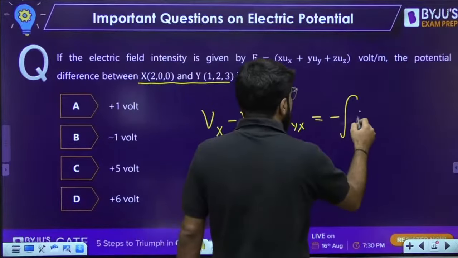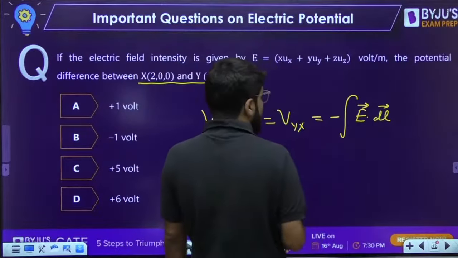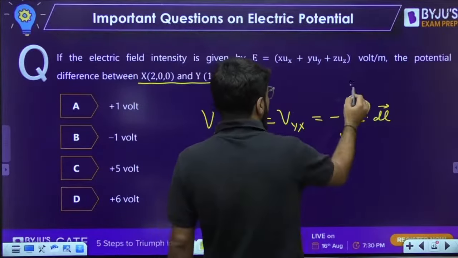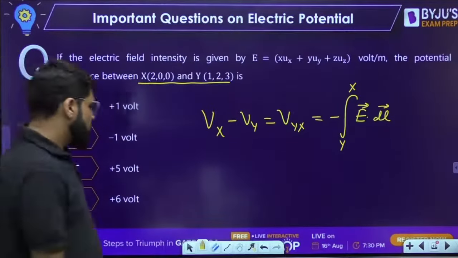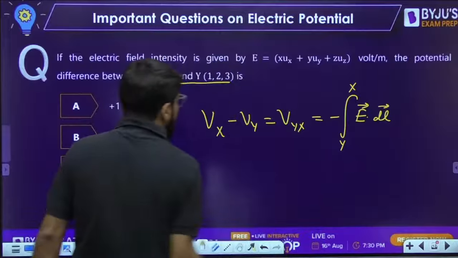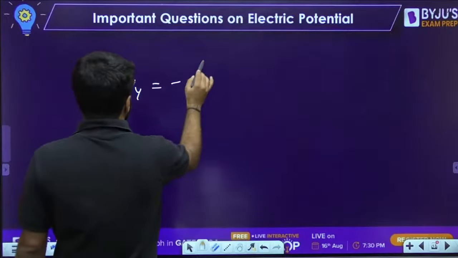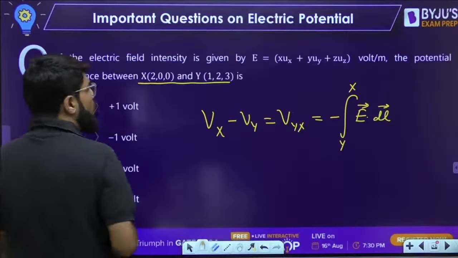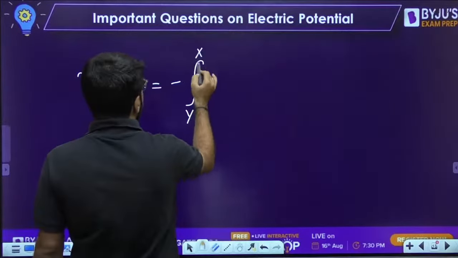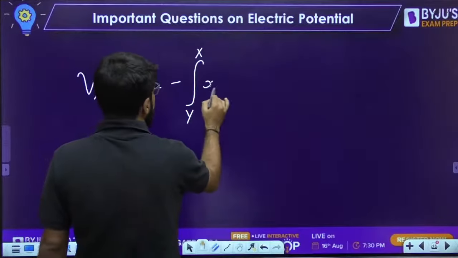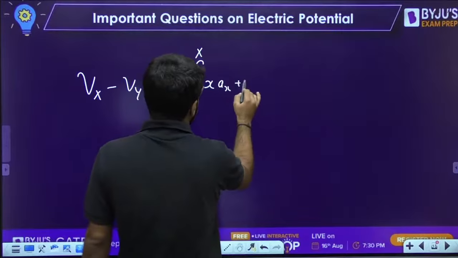It is negative of the integral E dot dl, from the point y to the point x. So that is what we have to just calculate. So let's start calculating. Vx minus Vy is negative of the integral y to x, and what is the y point? We will put that in later. Let me first substitute the electric field, which is x ax, you can call it whatever.